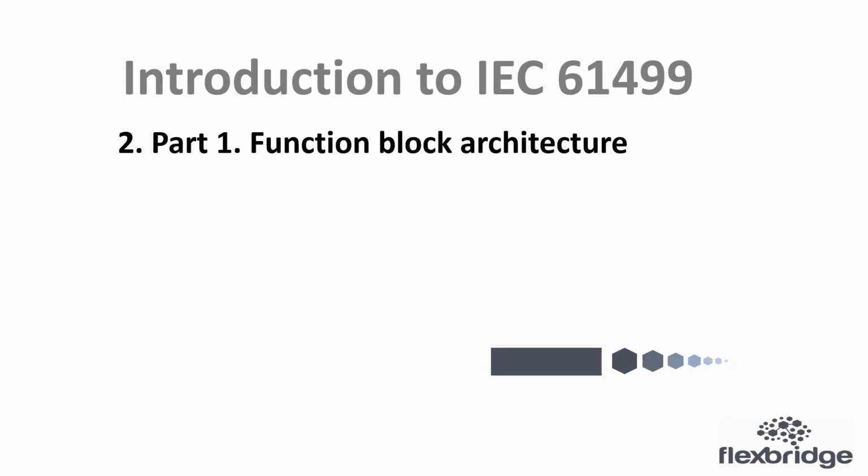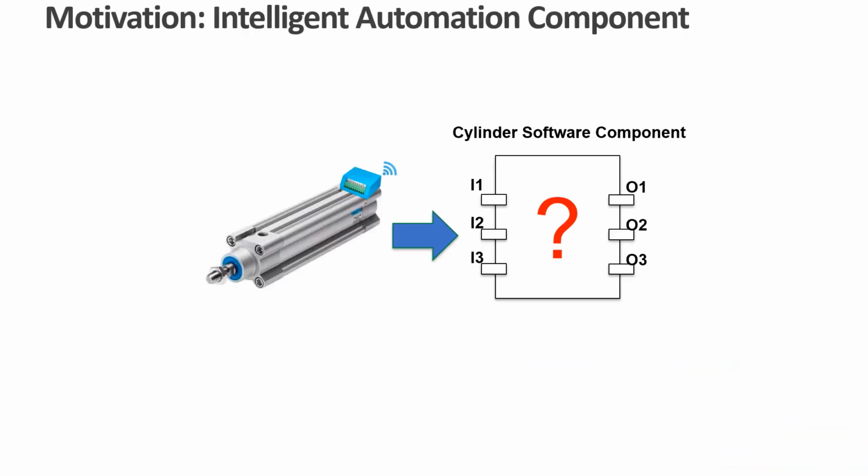Now let us consider in detail the function block architecture as it is introduced by the IEC 61499 standard. The development of the 61499 standard was motivated by the need to make automation systems more intelligent. One of the main features of intelligence is the ability of automation systems to be reconfigured in a faster way with less effort spent on software rewriting.